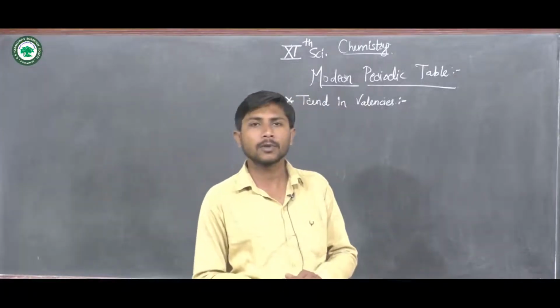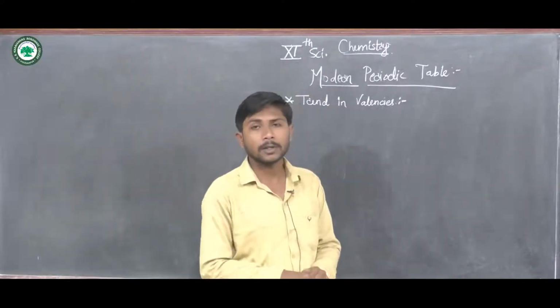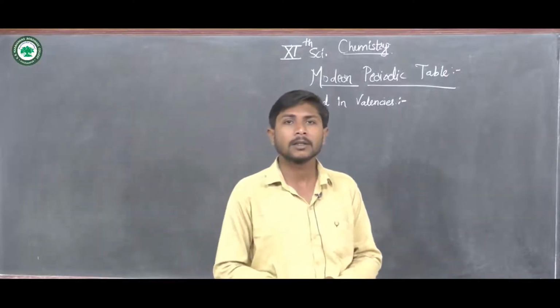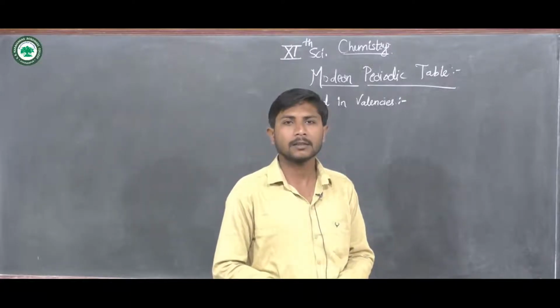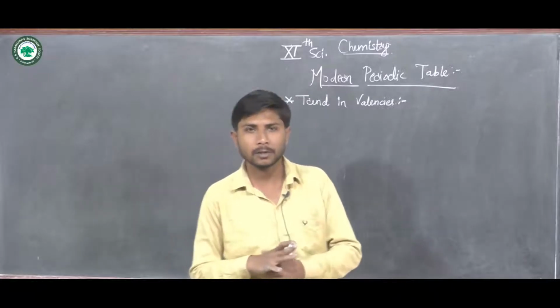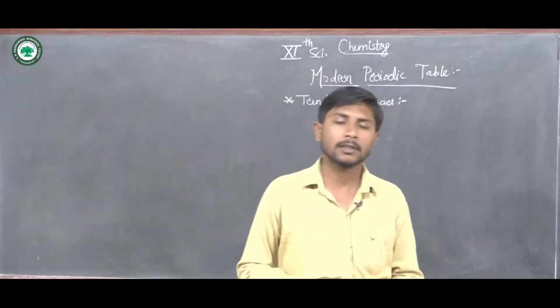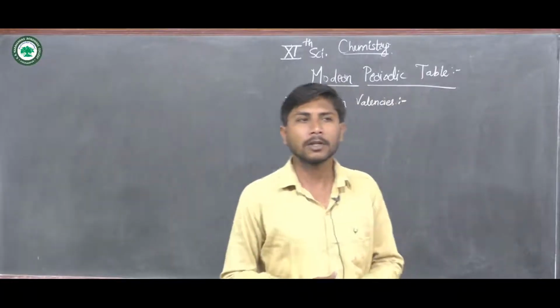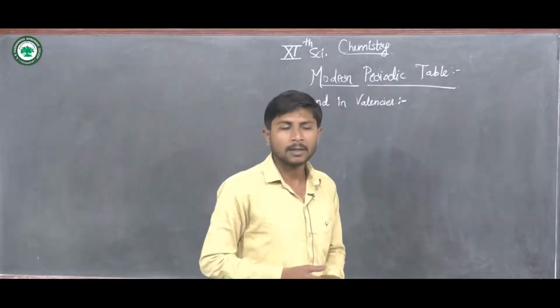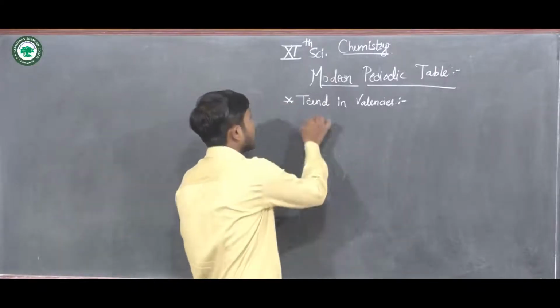As in previous videos, we were discussing our chapter Modern Periodic Table, in which we have seen the different characteristics according to the blocks and the periods and group wise also. Next, we have seen some interesting concepts that can be seen in the Modern Periodic Table and a few trends. Now, the remaining trend we are going to see is the trend in the valency.